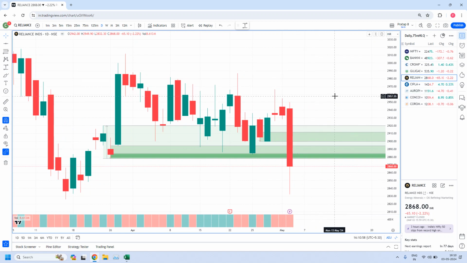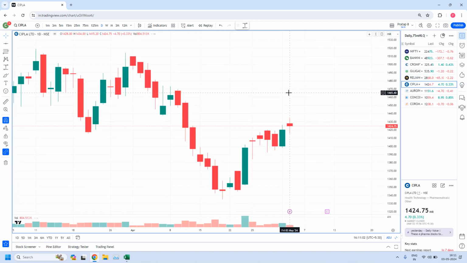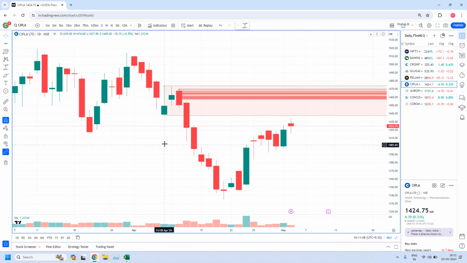And the next one is CIPLA. CIPLA is a supply zone, a high liquidity daily supply zone. See, we have a drop candle, 3 base candles, and again a drop candle. We have a fine-tuned zone in CIPLA. Because I have seen some of your comments, you were thinking there were no fine-tuned zones. But I found a fine-tuned one.